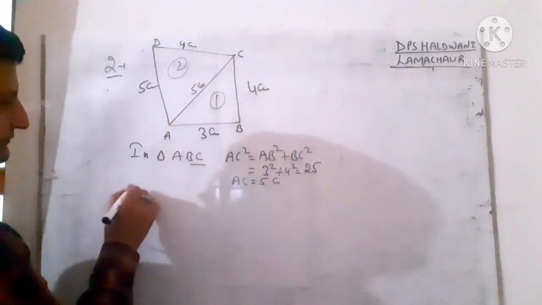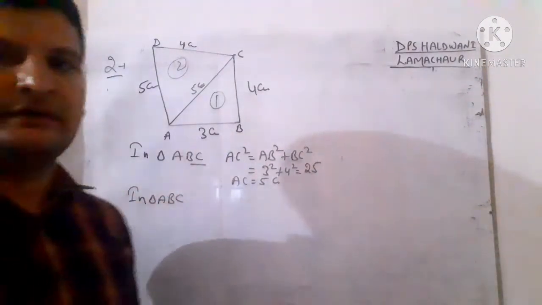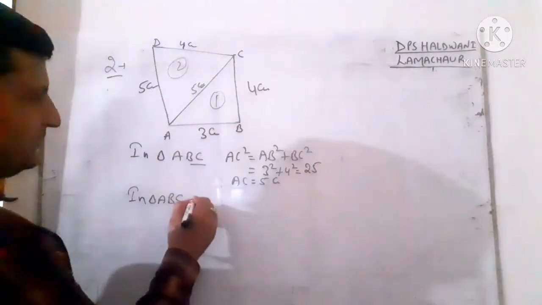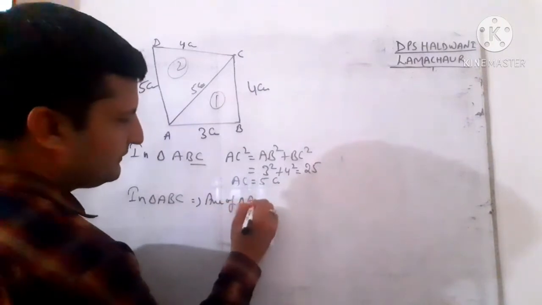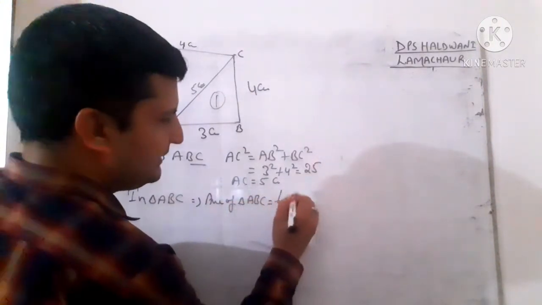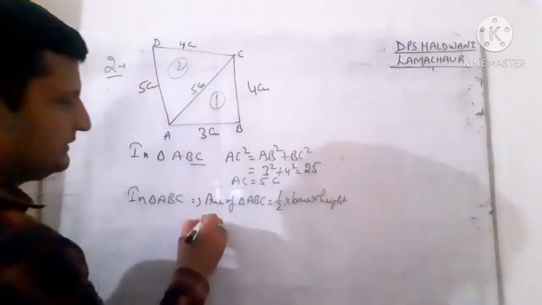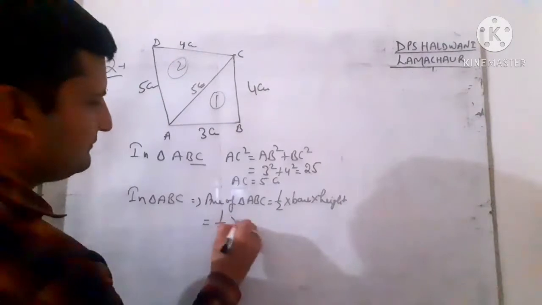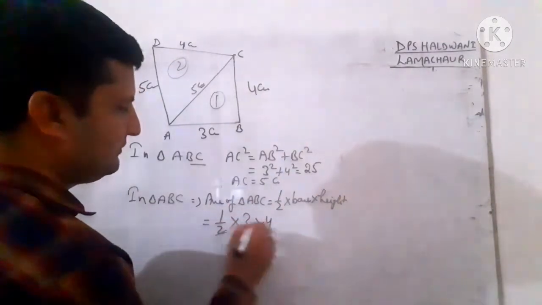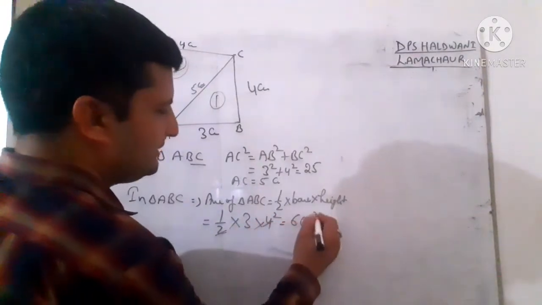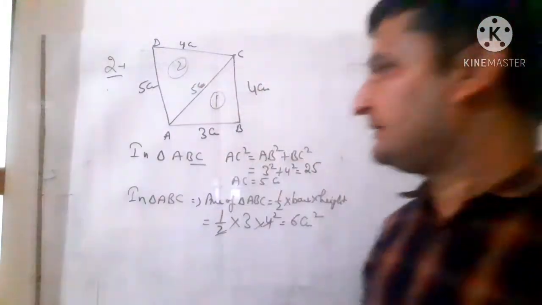In triangle ABC, students, what we can say is that the area of triangle ABC is equal to half into base into height. So we can write it like this: half into base, which is 3, and height, which is 4. 2 2 is 4, that is coming 6 centimeter square. Now we have to find the area of the second triangle.